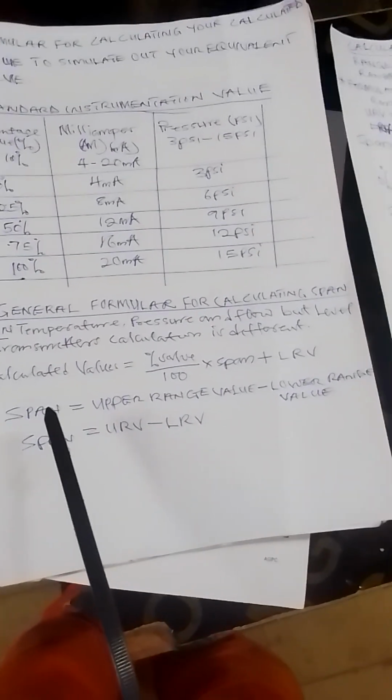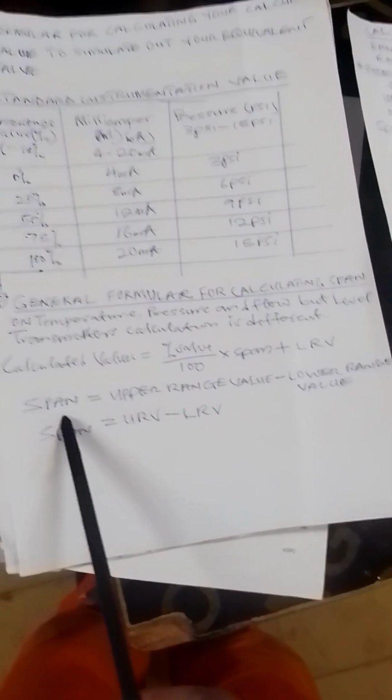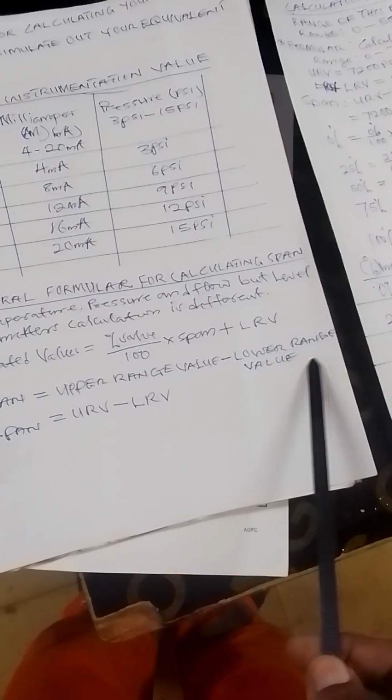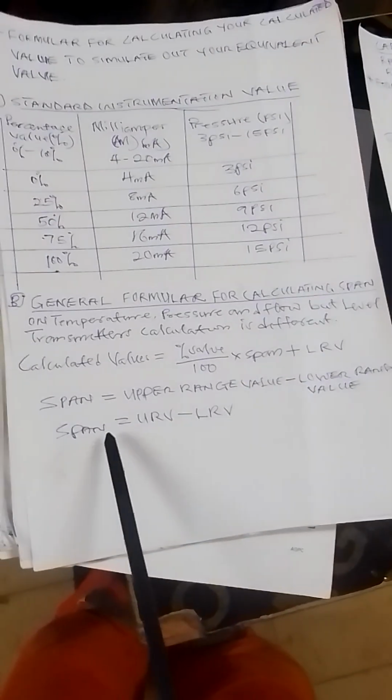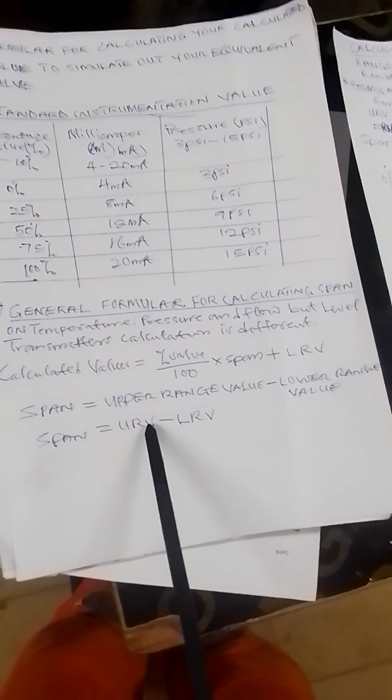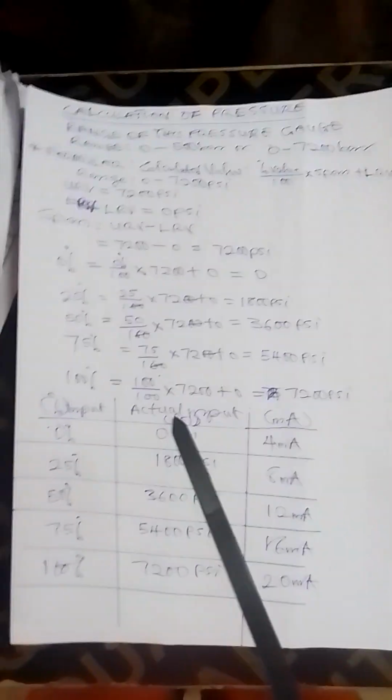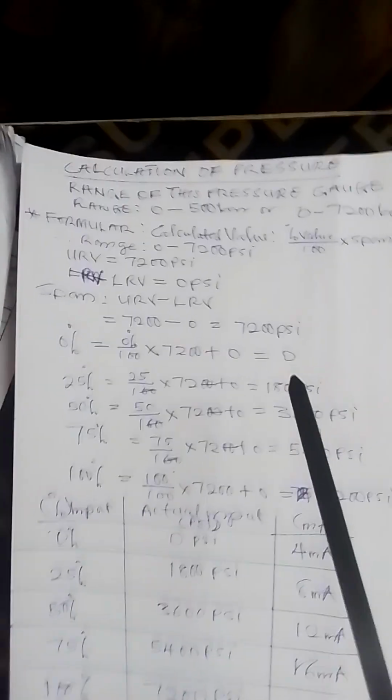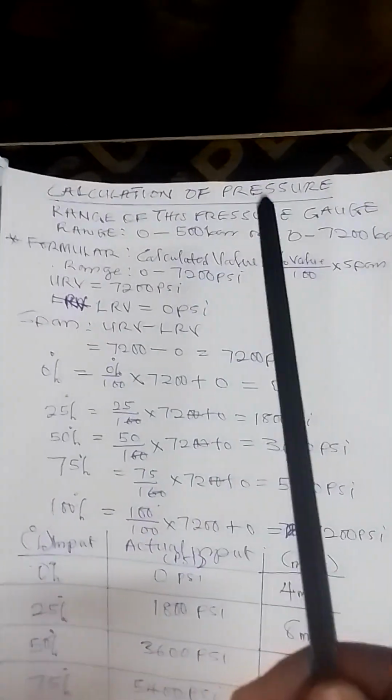So the span is equal to upper range value minus lower range value. This is the formula you use for your calculation, your flow, your temperature, your pressure. But we'll still talk about the level. Level is different. So let me come now to our calculation of pressure.